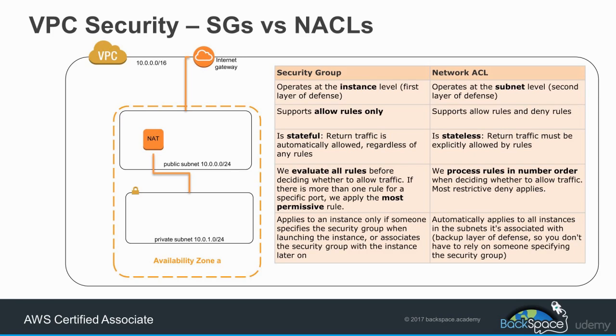A network ACL automatically applies to all instances launched within that subnet. It's a backup layer of defense, so you don't have to rely upon someone specifying a security group. But you should always use good security groups at the instance level, and have network access control lists at the subnet level. So that's a very quick and very theoretical overview of VPC.